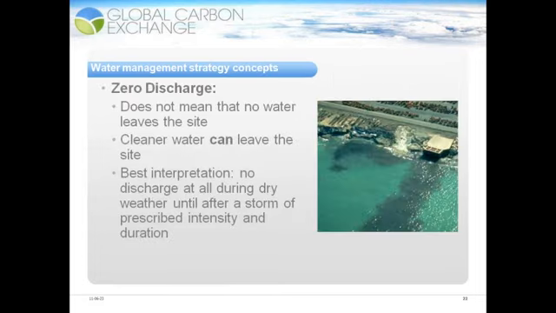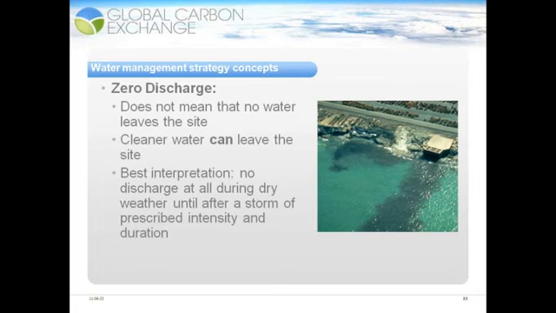Now, having a look at the initial concept that I mentioned in the water management overview, it's a concept such as zero discharge. Zero discharge does not mean that no water leaves the site. Cleaner water can leave the site. However, the best interpretation means no discharge at all during dry weather until after a storm of prescribed intensity and duration.